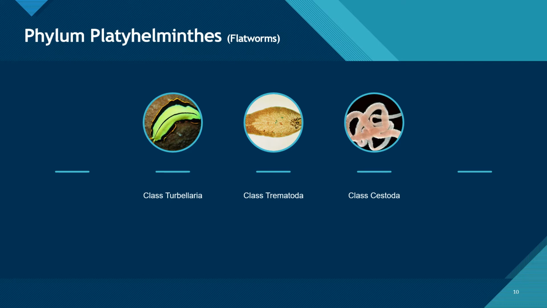Okay, and next we have phylum Platyhelminthes, or flatworms. These are flat-bodied worms with a nervous system and 1 digestive opening. The 3 classes in this phylum are class Turbellaria, class Trematoda, and class Cestoda. One interesting thing about class Cestoda is that they are things like tapeworms or parasites, and they can live in your digestive tract and grow up to 40 feet long. So that's just something interesting about class Cestoda.